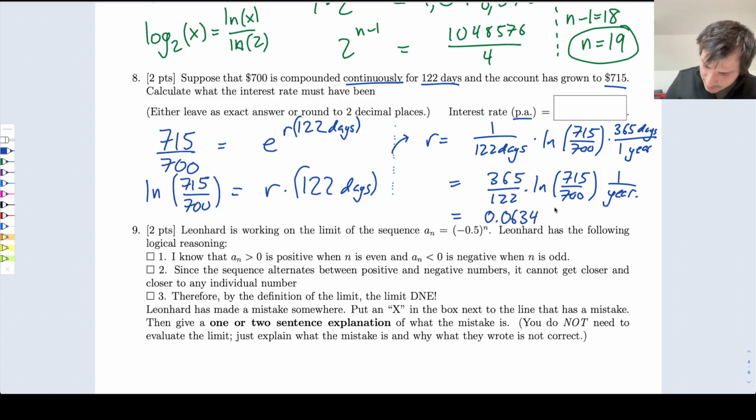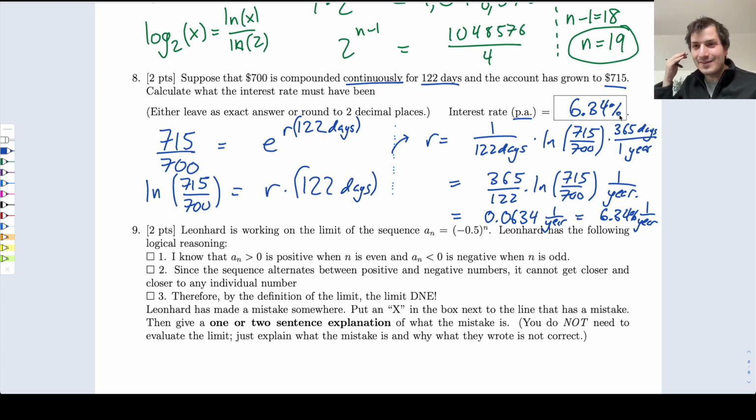0.0634 per year, also known as 6.34% per year. So the answer, the interest rate per year, is 6.34%. Okay, and that matches the answer on the sheet. I again think this one was taken directly from the posted things on Math1030 and the extra homework problems, so you can check out the answer there.